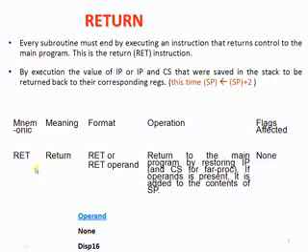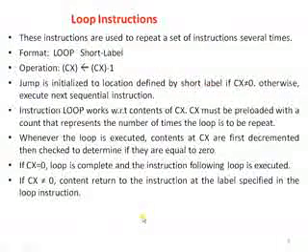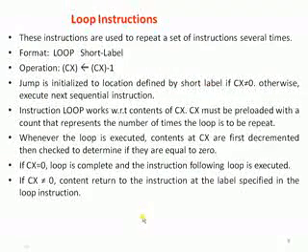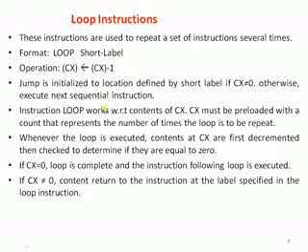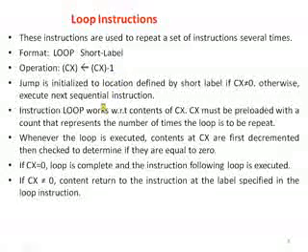Now return, which is mainly used for transferring the control from the function or subroutine to the main program. Okay, now here the operand might be none. Directly we can write RET, or else we can also specify a 16-bit displacement. Now loop instructions, these instructions are mainly used for repeating a set of instructions, or executing a set of instructions repeatedly until the condition is satisfied. Okay, let us see what are those loop instructions.